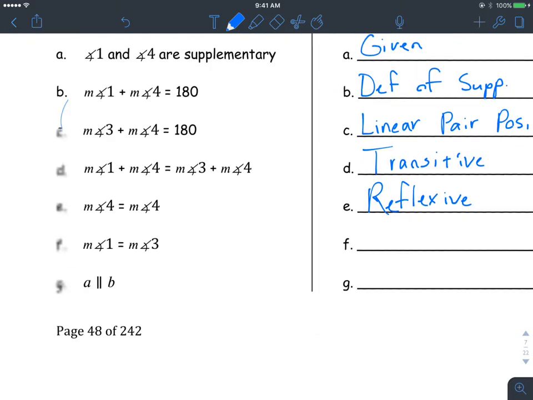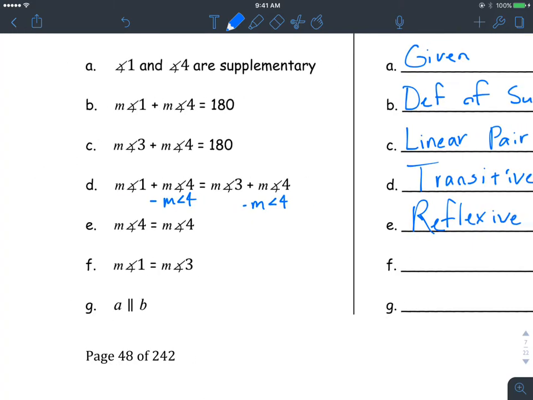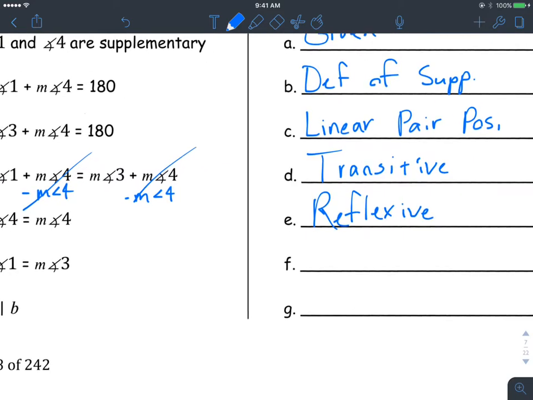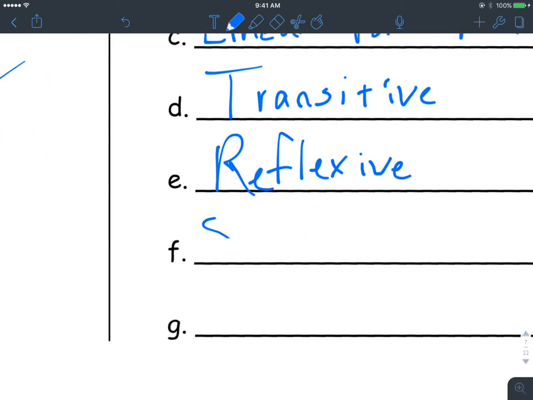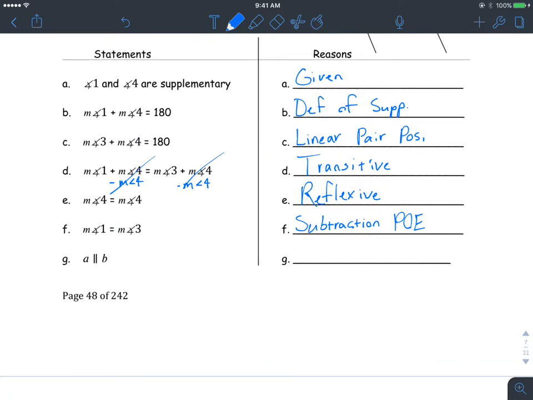And since those are equal to each other, we can essentially subtract the measure of angle 4 from both sides, which looks like what we're going to do right there. So now if we subtract those and those cancel out, all you're left with is the measure of angle 1 is equal to the measure of angle 3. So you're essentially subtracting the measure of angle 4 from both sides. We call that subtraction property of equality right there. And then at the very end you got A is then parallel to B.